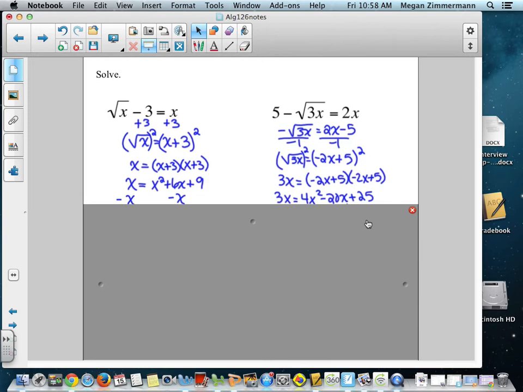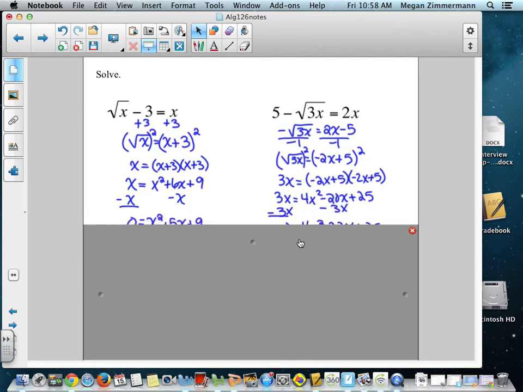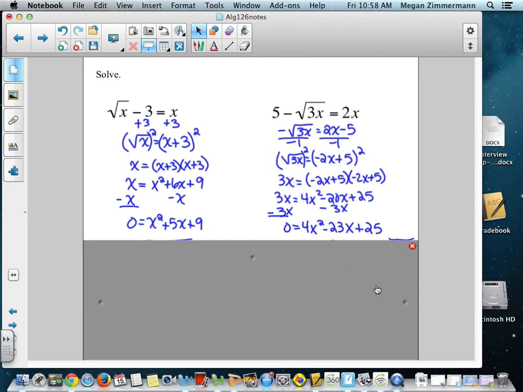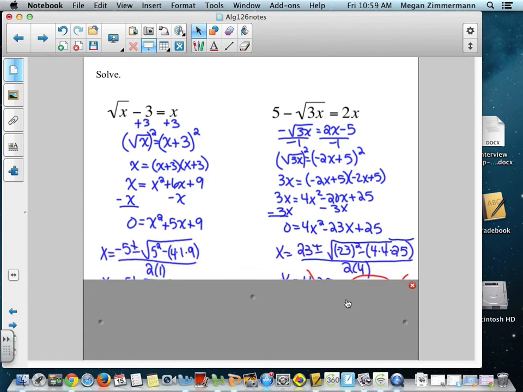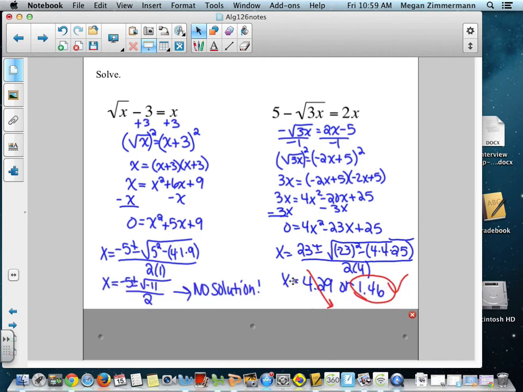So I know I need to use the quadratic formula to solve this, so I have to make sure it's set equal to 0, so I subtracted 3x on both sides. So I end up with 0 equals 4x squared minus 23x plus 25. So if I plug that into the quadratic formula, my a is 4, my b is negative 23, and my c is 25. So there it is, substituted in, negative b plus or minus the square root of b squared minus 4ac all over 2a. And you get that x equals 4.29 or 1.46.